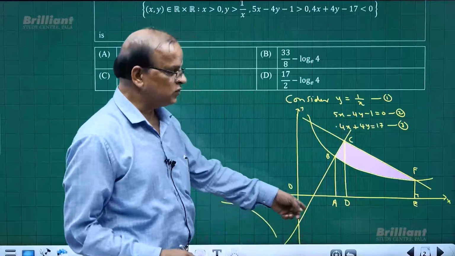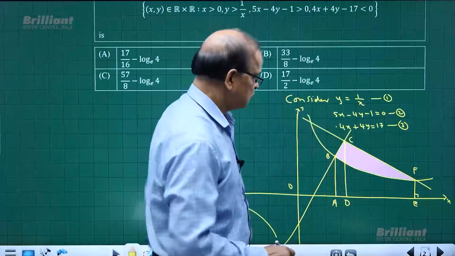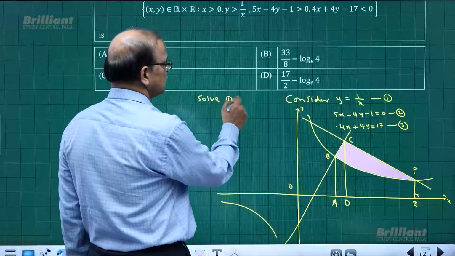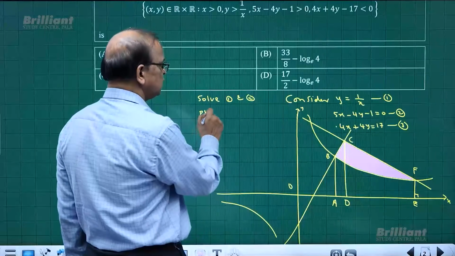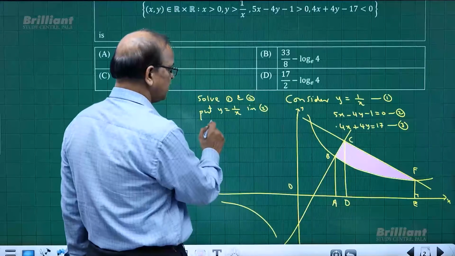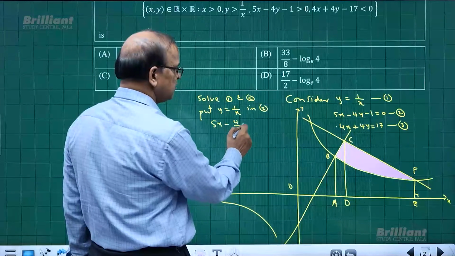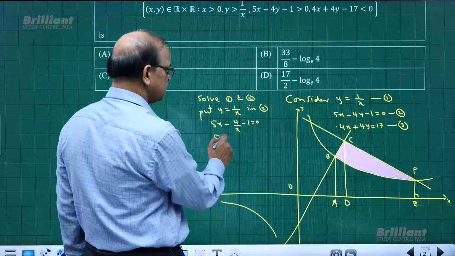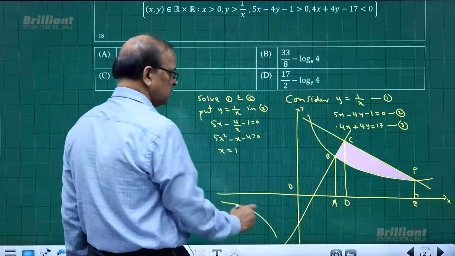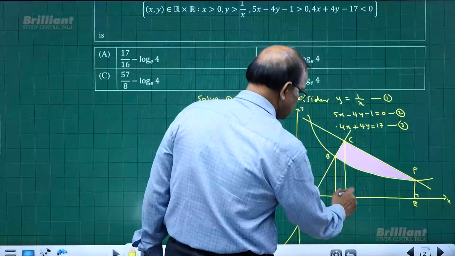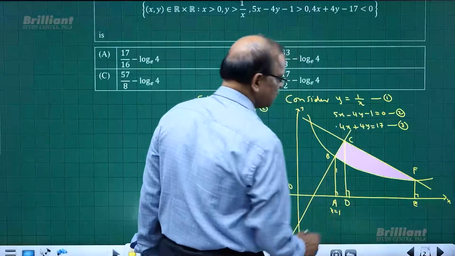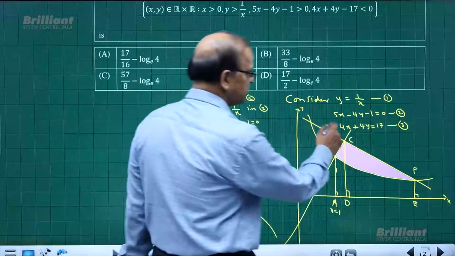So, if you put y is equal to 1 by x, solve 1 and 2, right. Put y equal to 1 by x in 2. So, what is that? 5x minus 4 by x minus 1, 0. So, 5x square minus x minus 4, 0. So, x is equal to 1. This is 1. So, x is 1, so y is 1. Right. Because trapezium.